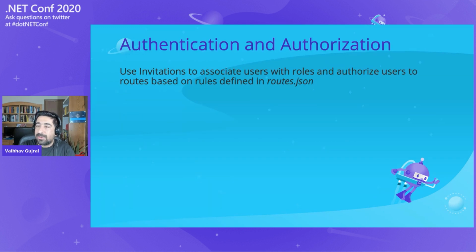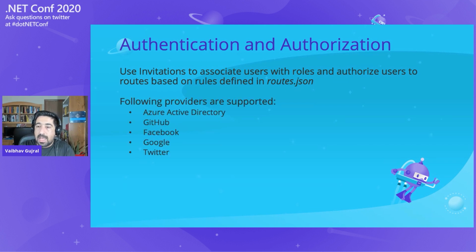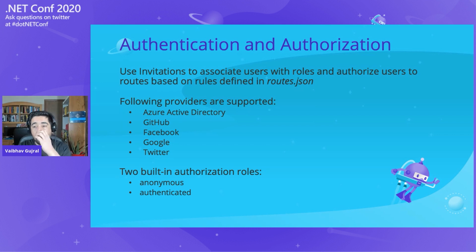Now, once you have defined your authorization roles in routes.json using the allowed roles array, you can use a feature known as invitations to associate users with the roles. The users can be authenticated against the supported providers like Azure Active Directory, GitHub, Facebook, Google, and Twitter. Azure Static Web Apps supports two built-in authorization roles, anonymous and authenticated.